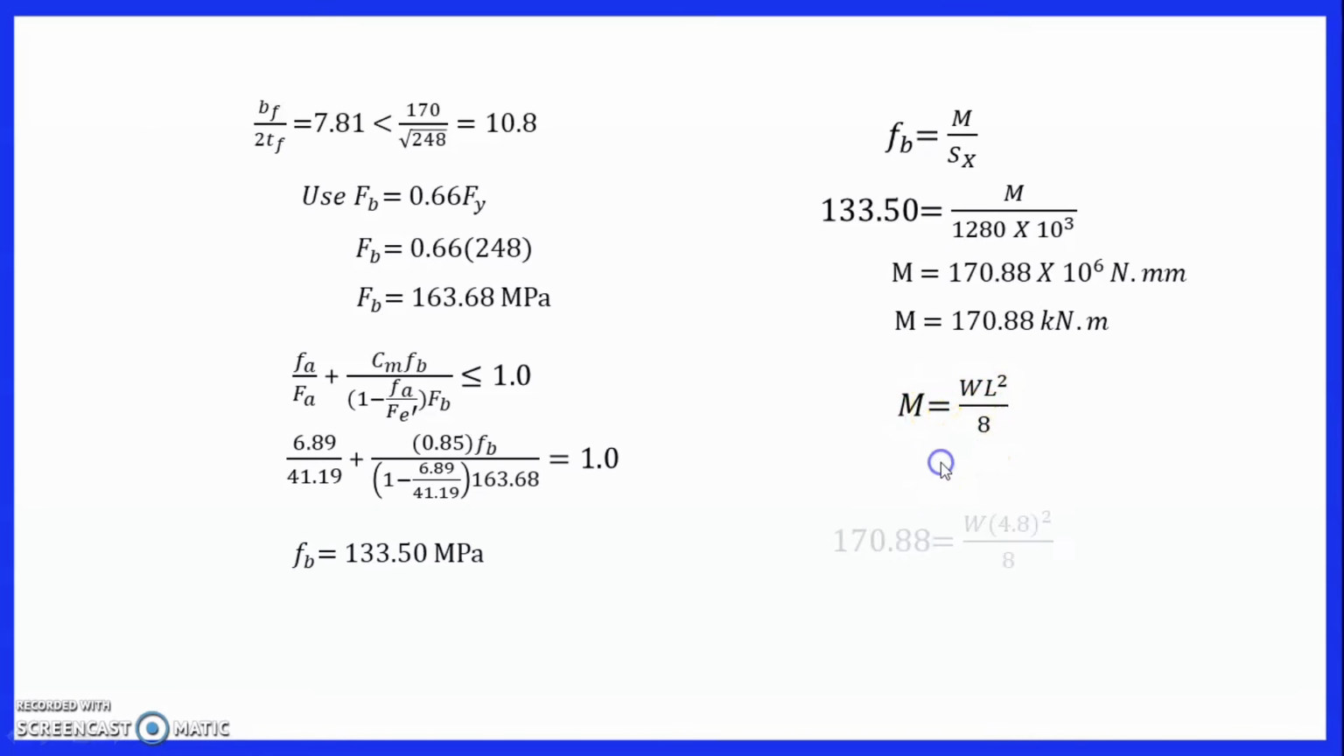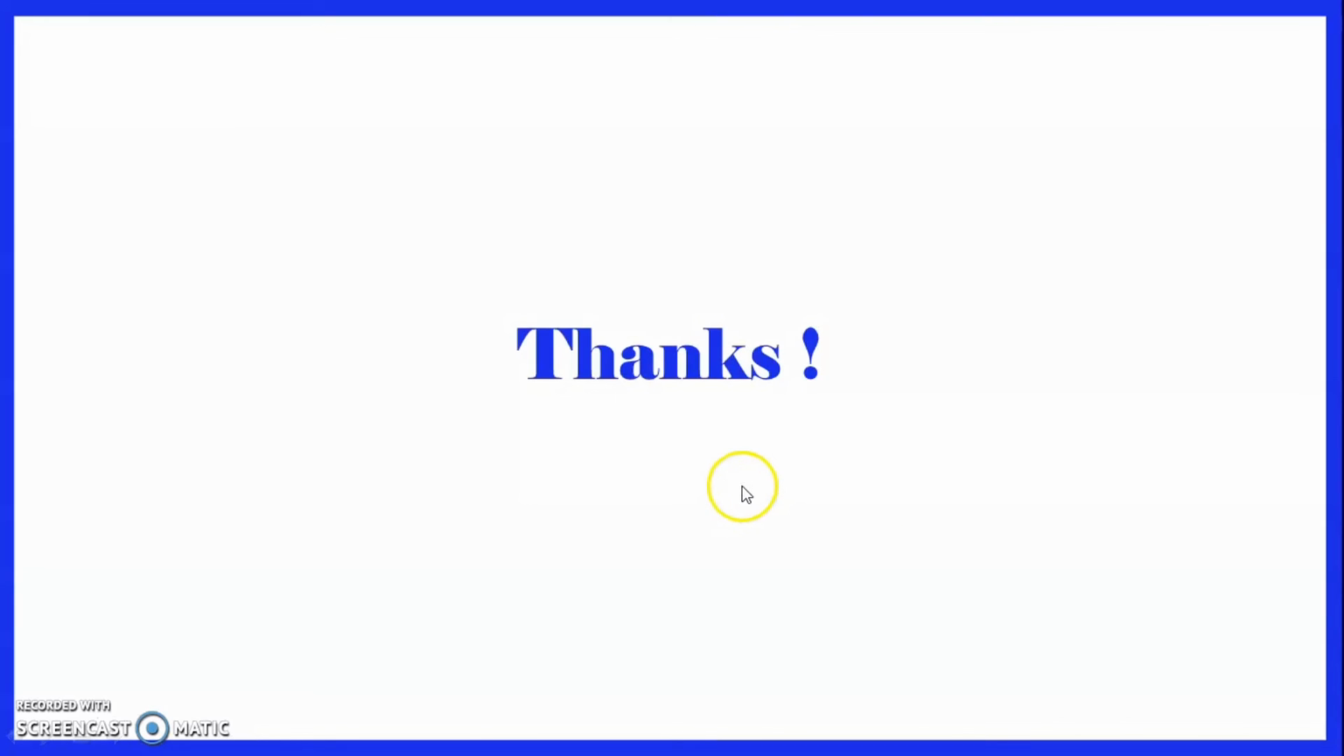Now let's proceed in finding for the maximum bending moment, which is equal to WL squared over 8, which is equal to 170.88 equals W multiplied by the length of the column, which is 4.8 squared over 8, which we have 59.33 kilonewton per meter. This value is the maximum uniform lateral loading allowed using the calculated spacing of lateral brace. That would be all. Thank you.